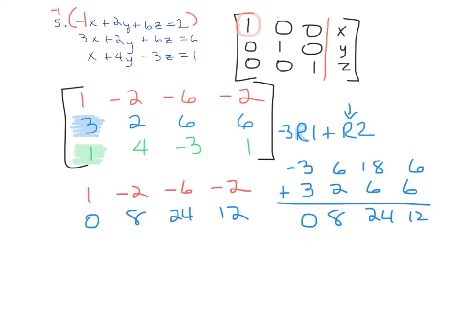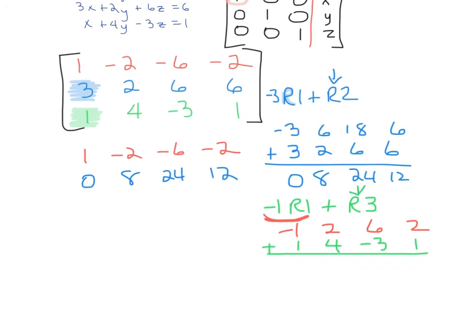So I'm going to multiply row 1 by -1 and then add it to row 3. So -1 times row 1 plus row 3. So once I multiply this, I get -1, 2, 6, 2. Adding it to row 3. And my row 3 is 1, 4, -3, 1. So my new row 3, which is here, is 0, 6, 3, 3.